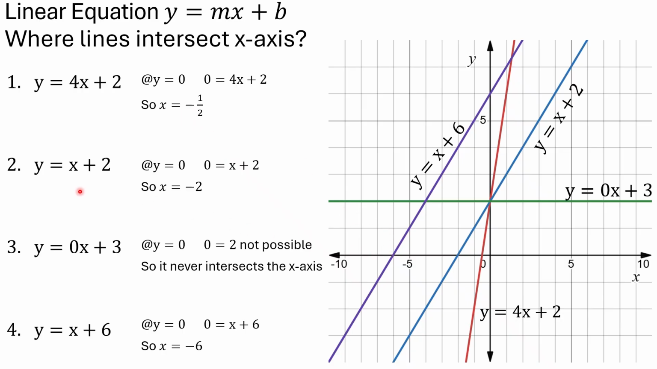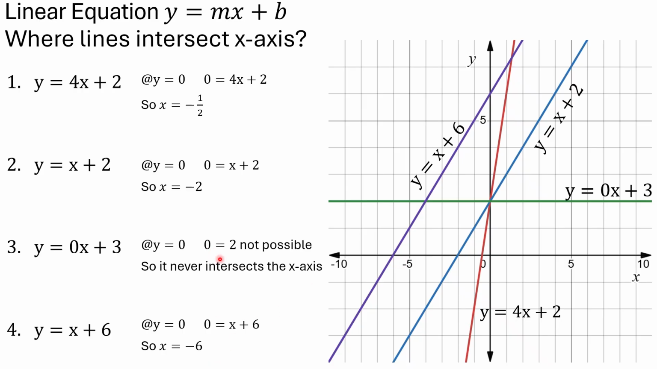All right, so equation 2, x plus 2, that's this blue line here, and we see that it intersects at the second tick mark to the left of the y-axis, which is -2, and that's what we solved, x equals -2. y equals 3 is this green horizontal line, right? And obviously, since this is parallel to the x-axis, it will never intersect the x-axis. And then finally, this purple line here? It looks like it intersects at -6, and that's what we solved for, right?